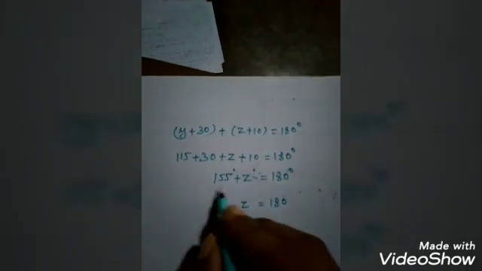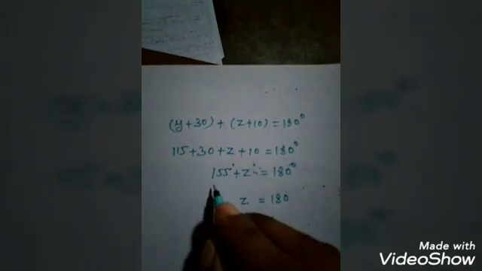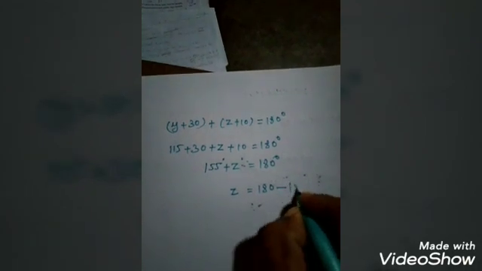So z equal to 180. Here 155 plus z, both are addition. So take the opposite side. Plus 155 on the opposite side is denoted by minus 155. Do you understand this? Okay, subtract that.